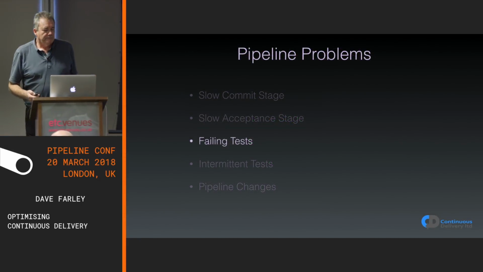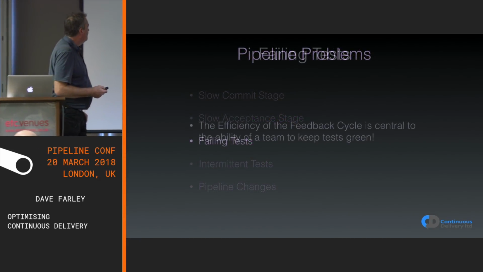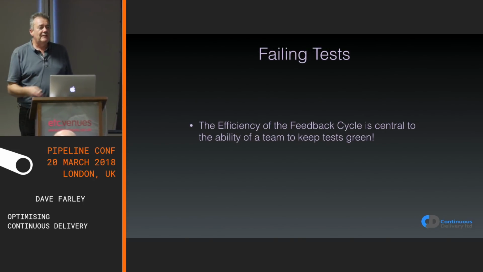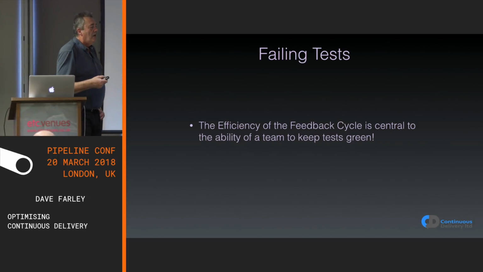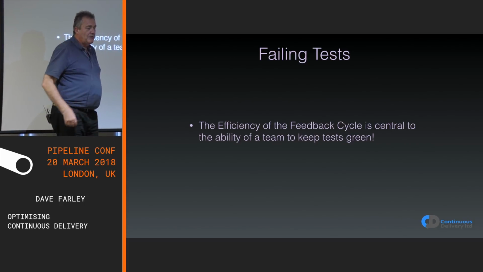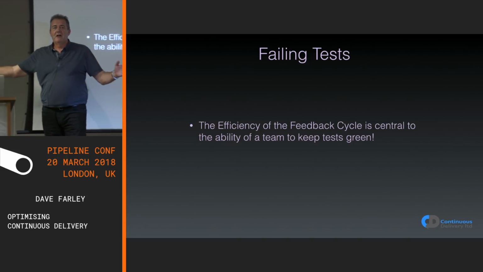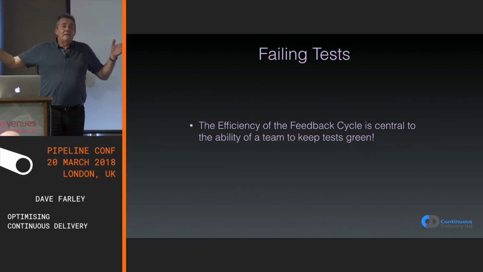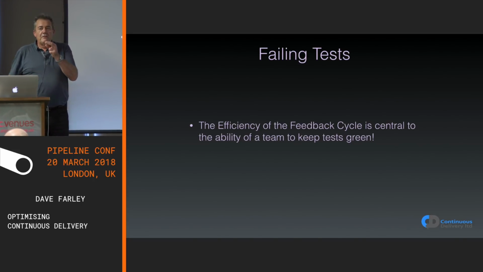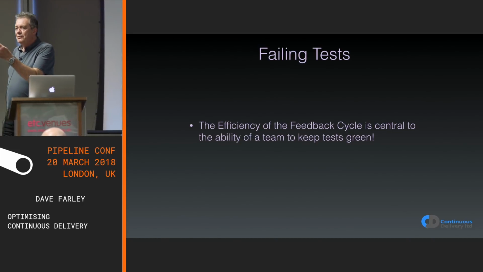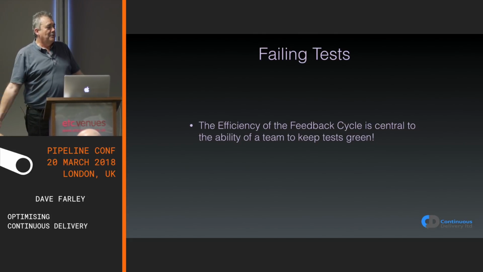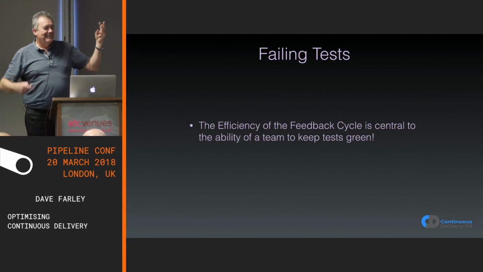Failing tests. So the efficiency of the feedback cycle is central to the ability to keep tests passing. I mentioned in passing the trading company that I worked on. We had a large C++ build. It took 9.5 hours doing overnight builds and overnight test run. And in the 3 years preceding my involvement on the project, they had on 3 occasions, three days in 3 years, they'd had all of the tests go green. Yay, they had cake on those days.